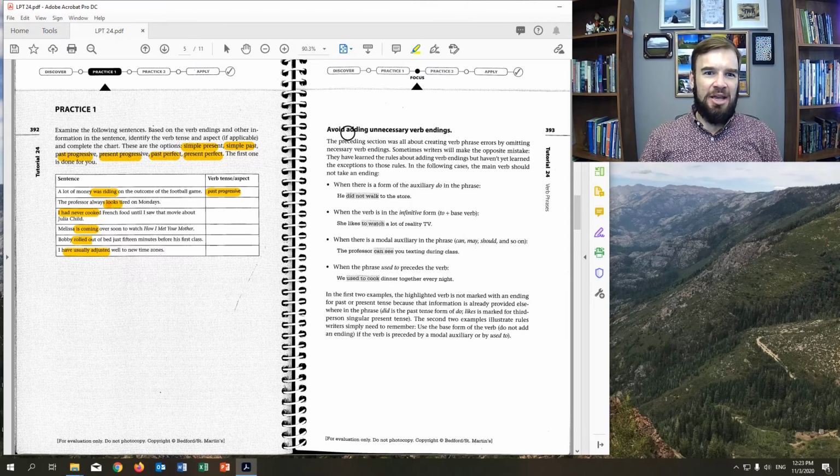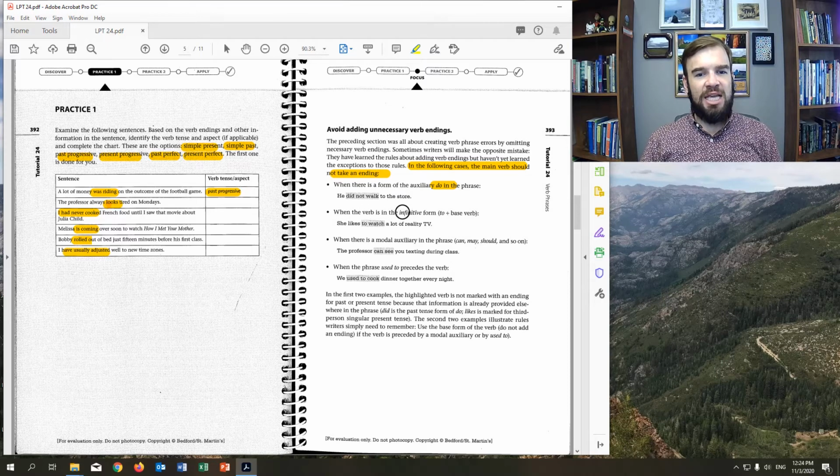All right, 393, avoiding unnecessary verb endings. Now, the preceding section, the section that came before this, was all about creating verb phrase errors by omitting necessary verb endings. Sometimes writers will make the opposite mistake. They have learned the rules about adding verb endings, but haven't yet learned the exceptions to those rules. Now, in the following cases, the main verb should not take an ending. So, when there is a form of the auxiliary do in the phrase, so he did not walk to the store.